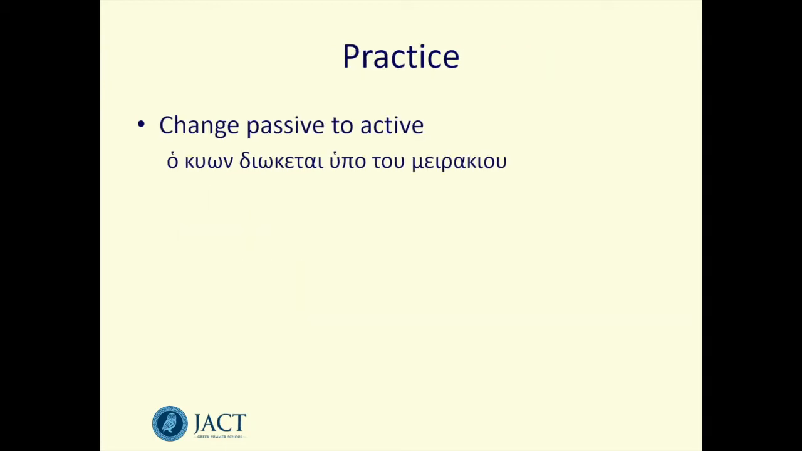Before we look at some more examples of middle meanings, you may like to do some practice on the relationship of passive and active. Here we have a passive sentence. The dog is pursued by the young man. Although diokietai could be either middle or passive, the hypo phrase makes it clear that this must be a passive verb. Pause the video and have a go at turning this passive sentence into its active equivalent.